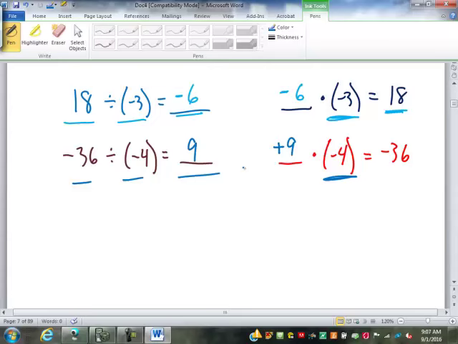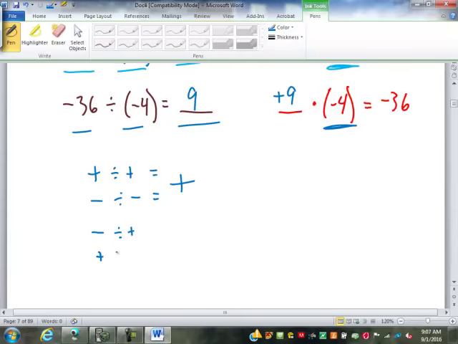Now you look at it, the rule is exactly the same as for multiplication. If both signs are the same, the result is positive. If one's positive and one's negative, no matter what order they're in, the result is negative. Just the reasoning behind it is a little different because it's the reverse of multiplication. It just turns out to be the same.